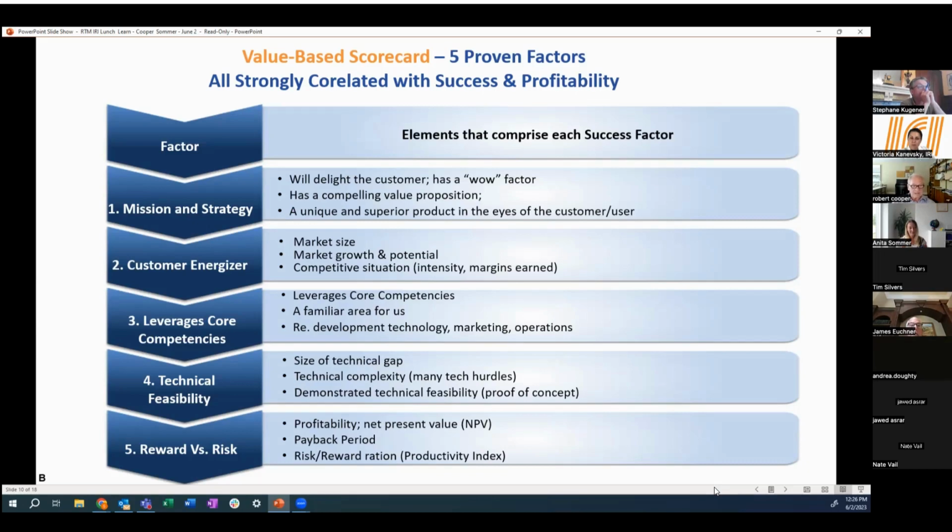And then finally, reward and risk. Now, as I said, there's an error on this slide. We're going to redo this slide. Some of the text in the light blue areas is incorrect. So these are the key factors. Next slide.